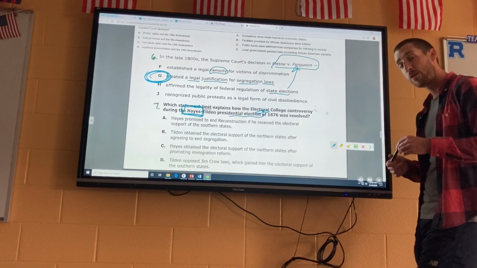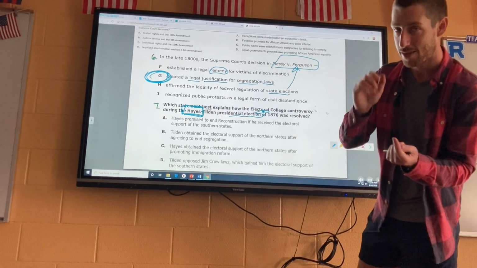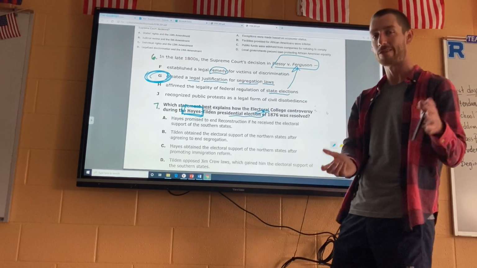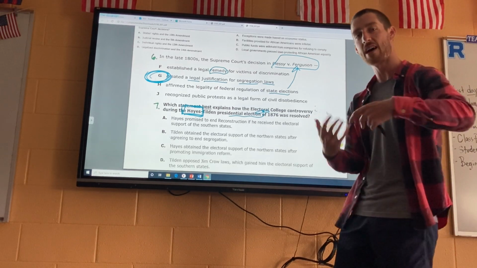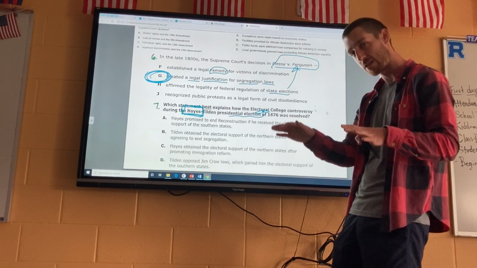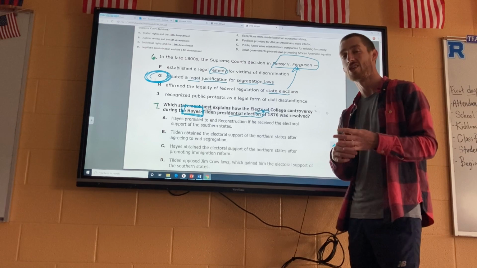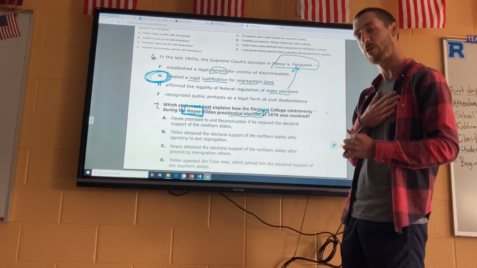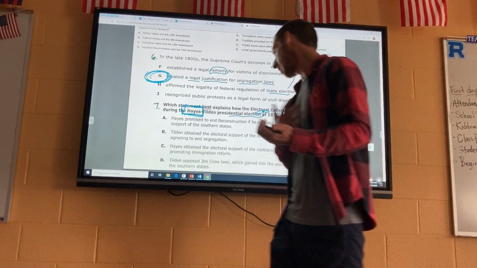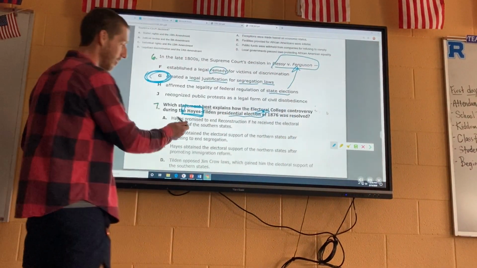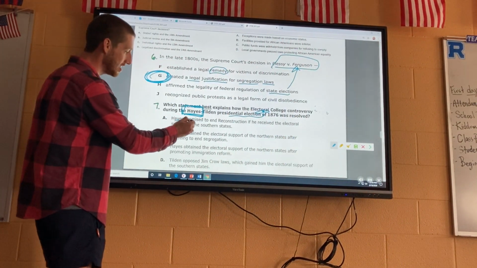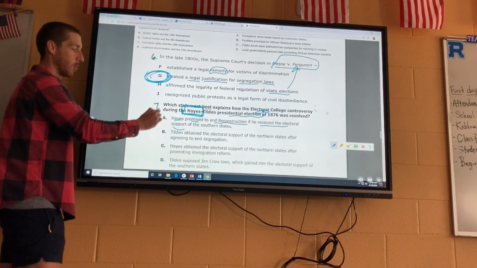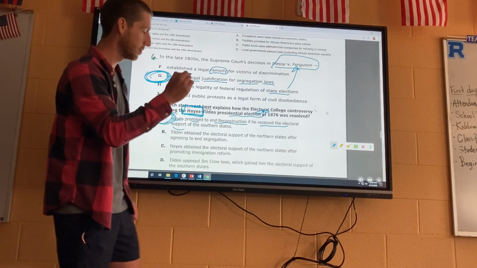Pulling the troops out of the South means a formal end to Reconstruction because that was the physical evidence of Reconstruction. Troops stationed in the South to keep an eye on things, to make sure things were going okay. Hayes says, look, I know y'all hate those down there. I want to be president really bad. Let me be president. I'll pull the troops out. So I'm not even going to read all of them to you because letter A is going to be your answer. Hayes promised to end Reconstruction if he received the electoral support of the southern states.